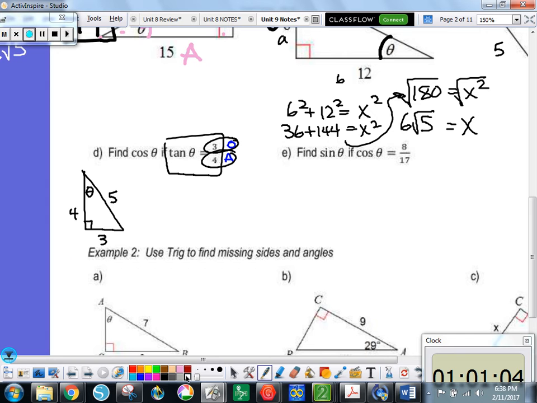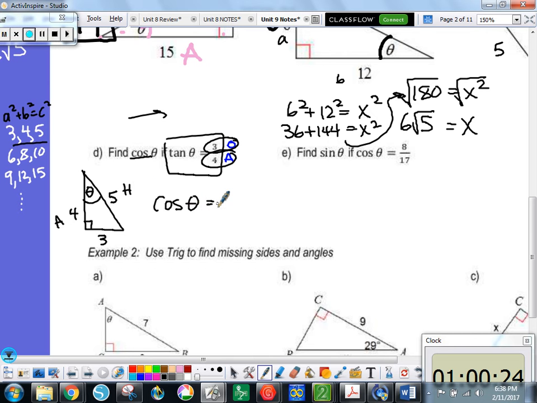So 3, 4, 5, 6, 8, 10, any multiple of 3, 4, 5 is a Pythagorean triple. And there's infinitely many unique Pythagorean triples. So I can't list them all for you, but if a squared plus b squared equals c squared, then it's a Pythagorean triple. Okay, so I know this is 5 because I did the Pythagorean theorem over here. And then if I'm trying to find cosine, based on that angle, cosine is adjacent over hypotenuse. So the cosine of theta is 4/5.